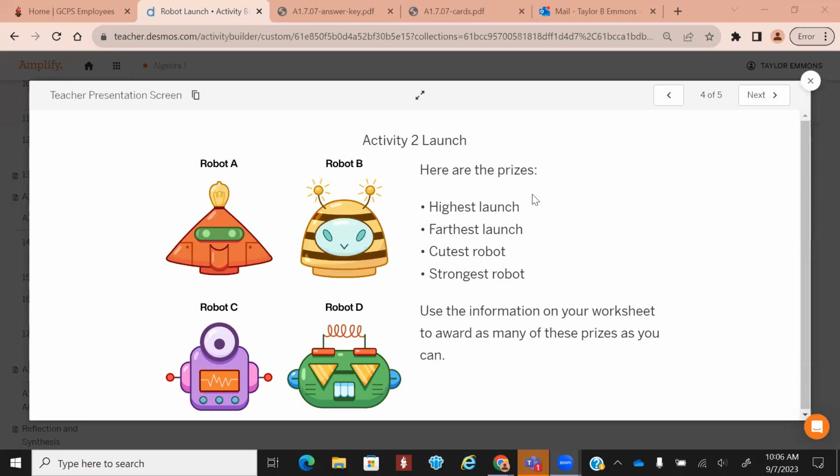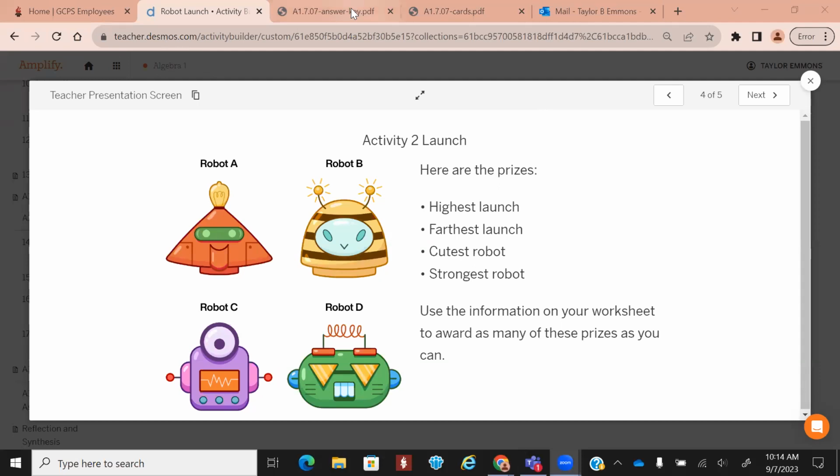Okay, so here are the prizes. Highest launch, farthest launch, cutest robot, and strongest robot. So you're going to use that information on your worksheet to award as many prizes as you can. On the back, there's a table, an equation, and 2 graphs. Figure out who is the highest, the farthest, the cutest, and the strongest, and then pick them and put them at the bottom. I'm going to give you about 12 minutes to work with a partner on this. Then we'll talk about it. So go ahead and get started.